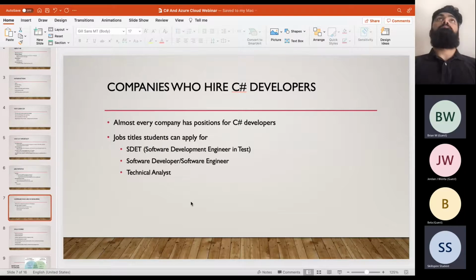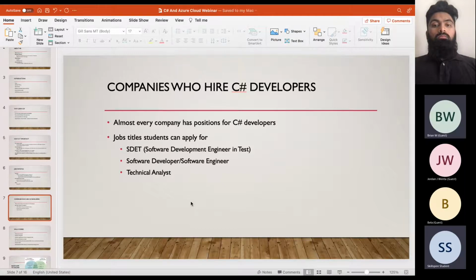Companies who hire C# developers. Almost every company has positions for C# developers. Any tech company, and honestly, it doesn't even have to be a tech company, because every company has some sort of technological aspect within it. So a developer is needed with any company, and most of these companies are looking for C# developers.